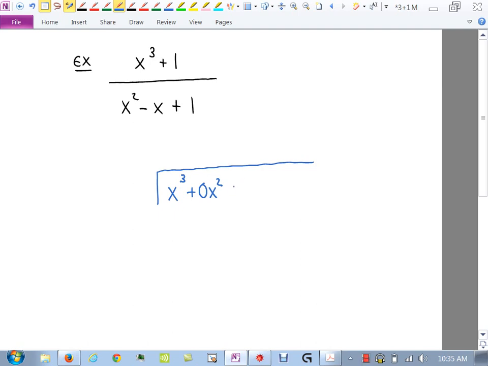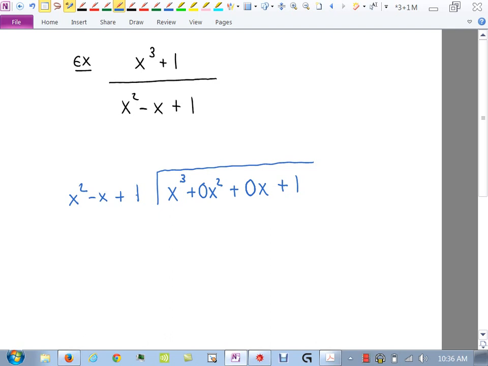Next, do I have any x terms in the numerator? No, but I need to account for it in the division box to give myself room down here to line things up. You understand what I'm doing? Now, after x, I have numbers. So do I have a number? Yes, plus 1. Now, the divisor, x squared minus x plus 1, I put that in descending order outside.